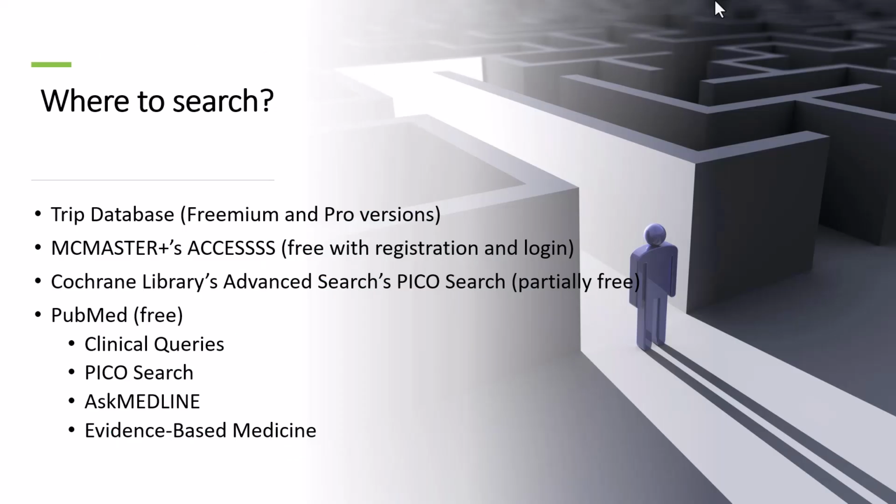Where to search? We discussed it in the pyramid. The first 3 of them, we are going to see them in practice, but also there is Pubmed. Pubmed was there for a very long time, and it is free. While the other 3 have got some free information, Trip Database has got freemium and premium versions. McMaster Access requires registration and login, but it is free. Cochrane Library is free for some countries.